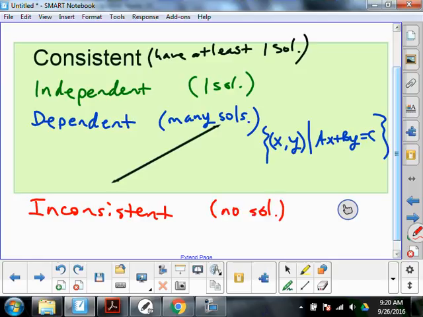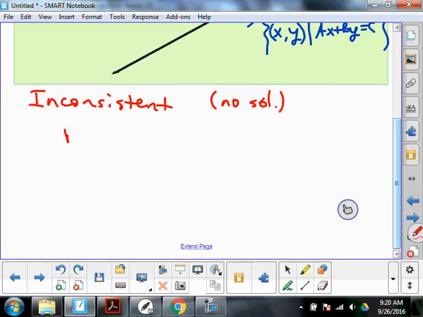Well, if the lines don't meet, what kind of lines are we dealing with? Parallel lines, yeah, sure. So in this case, we're dealing with parallel lines. And what is it that we know about parallel lines? Their slopes are what?